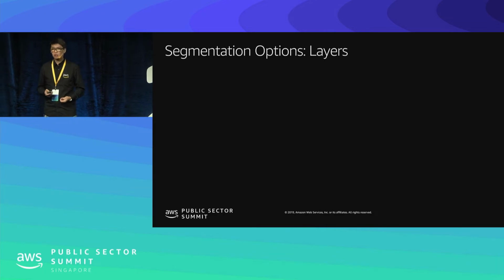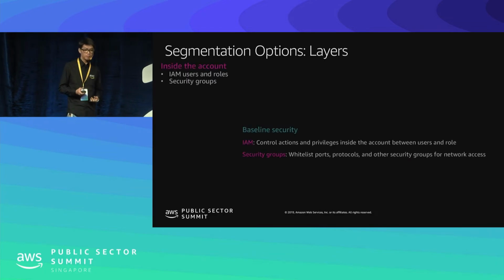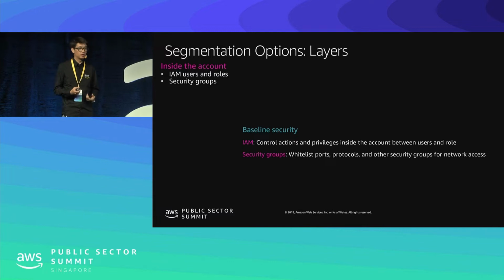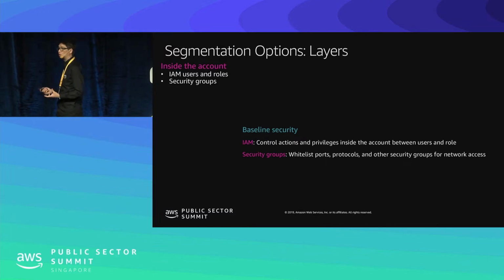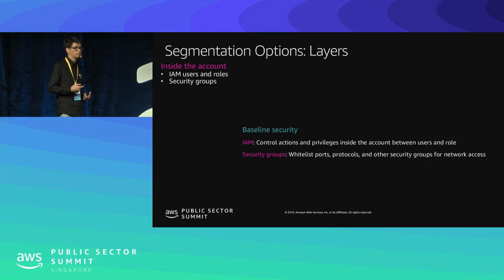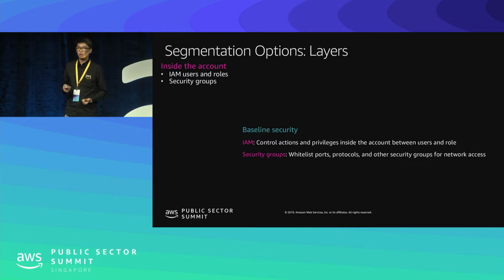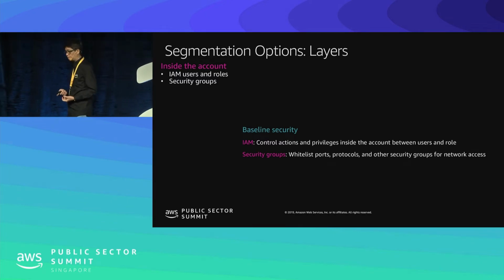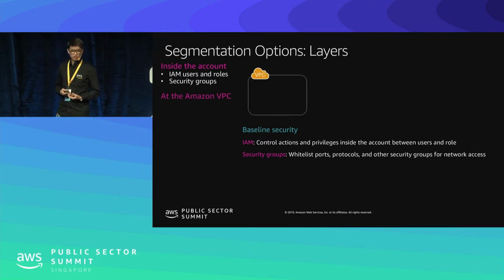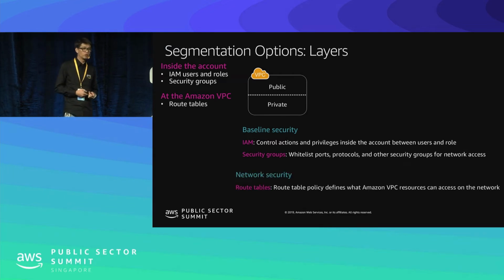So let's look at the different layers that are available. Inside the account, typically you will manage using IAM users and roles and govern those users into what they can do within those accounts. And you'll be leveraging security groups in terms of controlling the network traffic flow within a VPC itself. So at the VPC level, you'll be controlling using route tables.